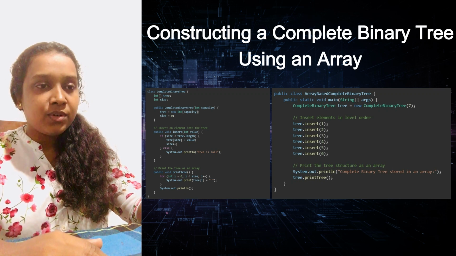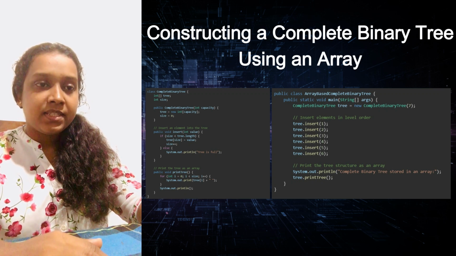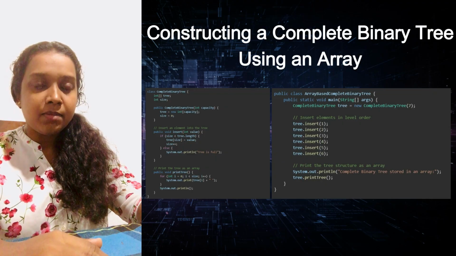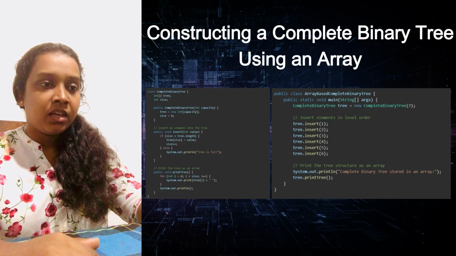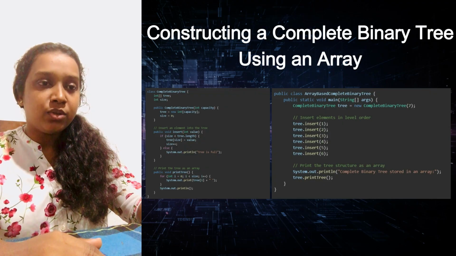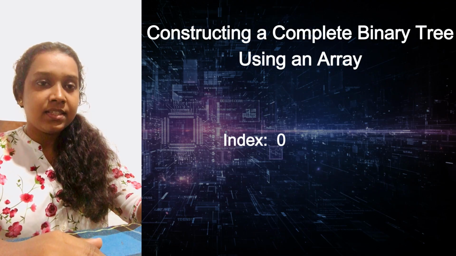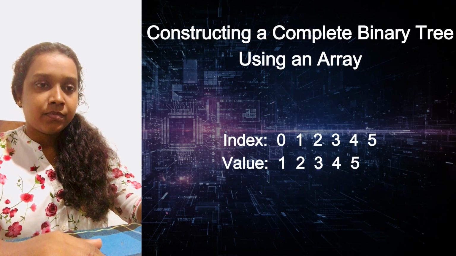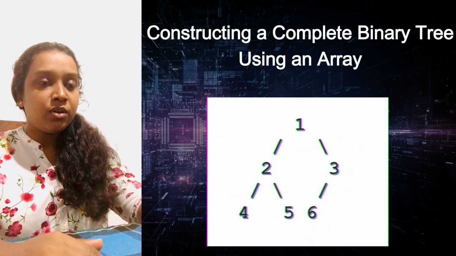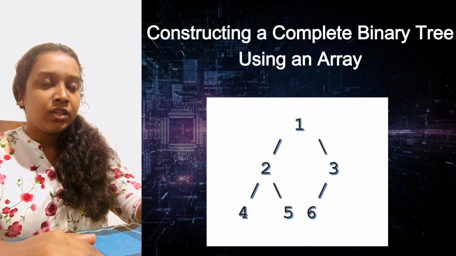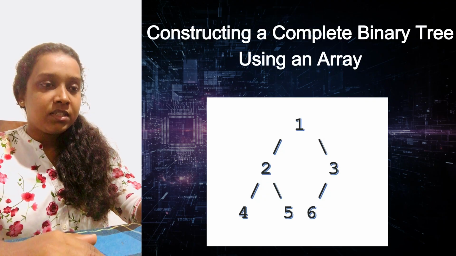The insertion follows a simple rule. I place each new element at the next available index, ensuring that the tree remains complete. When inserting elements in order, the structure will look like this in the array. This corresponds to the following binary tree. You can see the picture here.